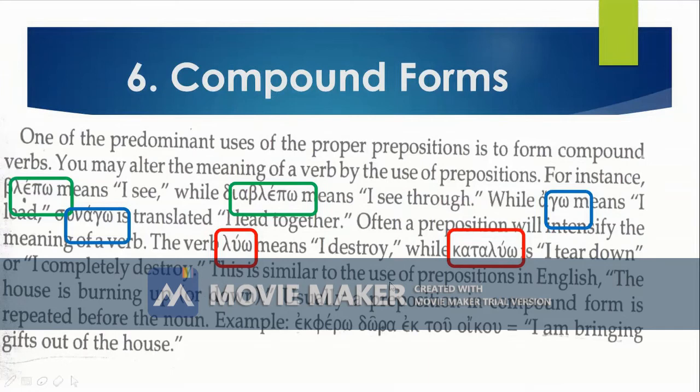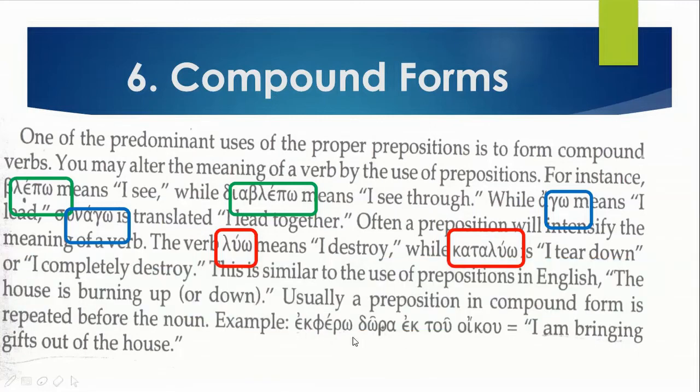This is similar to the use of prepositions in English, like house burning up or down. Usually a preposition in compound form is repeated before the noun. Example: ekferu dora ek tou oikou. It means I am bringing gifts out of the house. Ek means out, so ekferu is bring out, and also ek tou oikou, out of the house. So there is a repetition of the preposition ek, which means out. That is in compound forms.